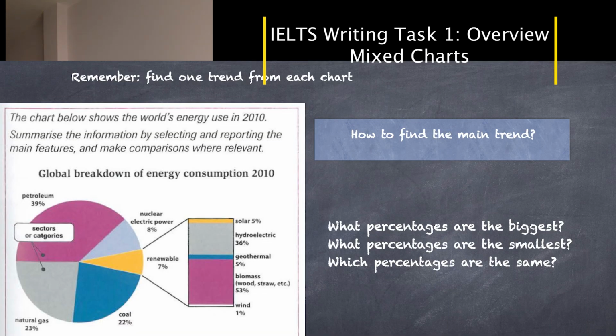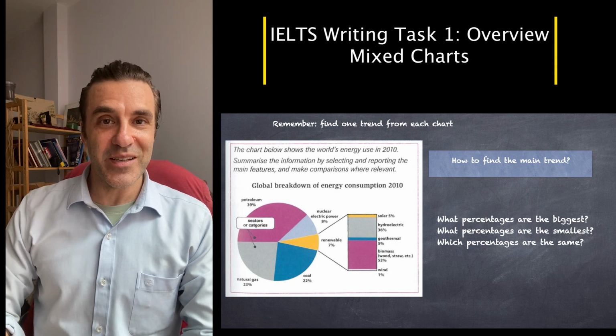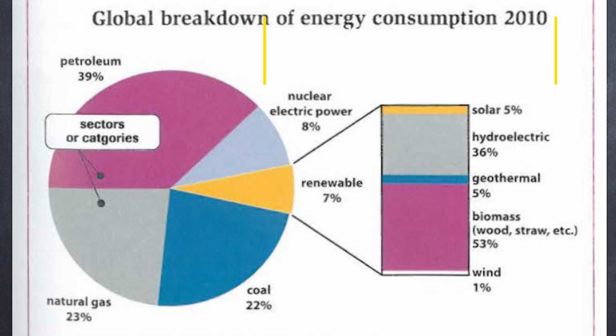Now, to identify the main trends, we can ask ourselves 3 simple questions. What is the biggest percentage? What is the smallest percentage? Or what percentages are the same? And when we look at this chart, we might get overwhelmed by all of this information. But one of the things that the exam is testing us on is, do we know how to categorize information?